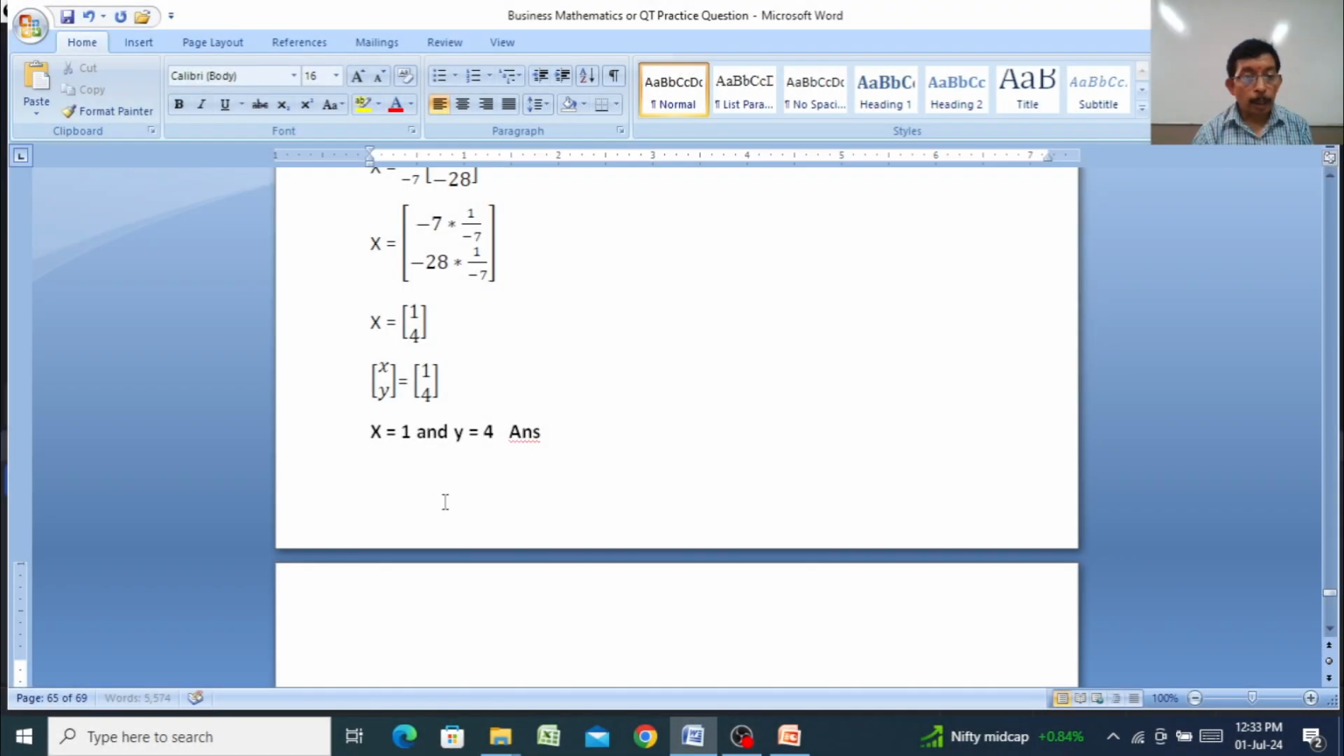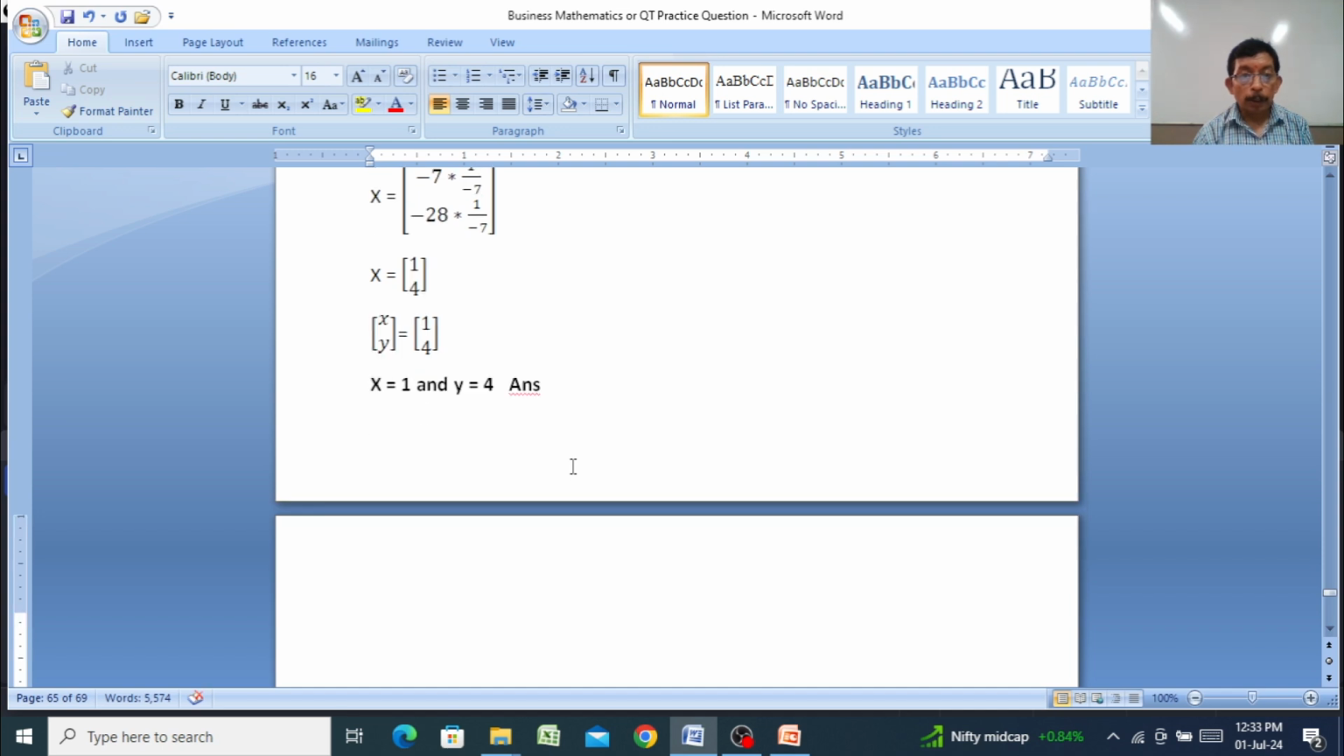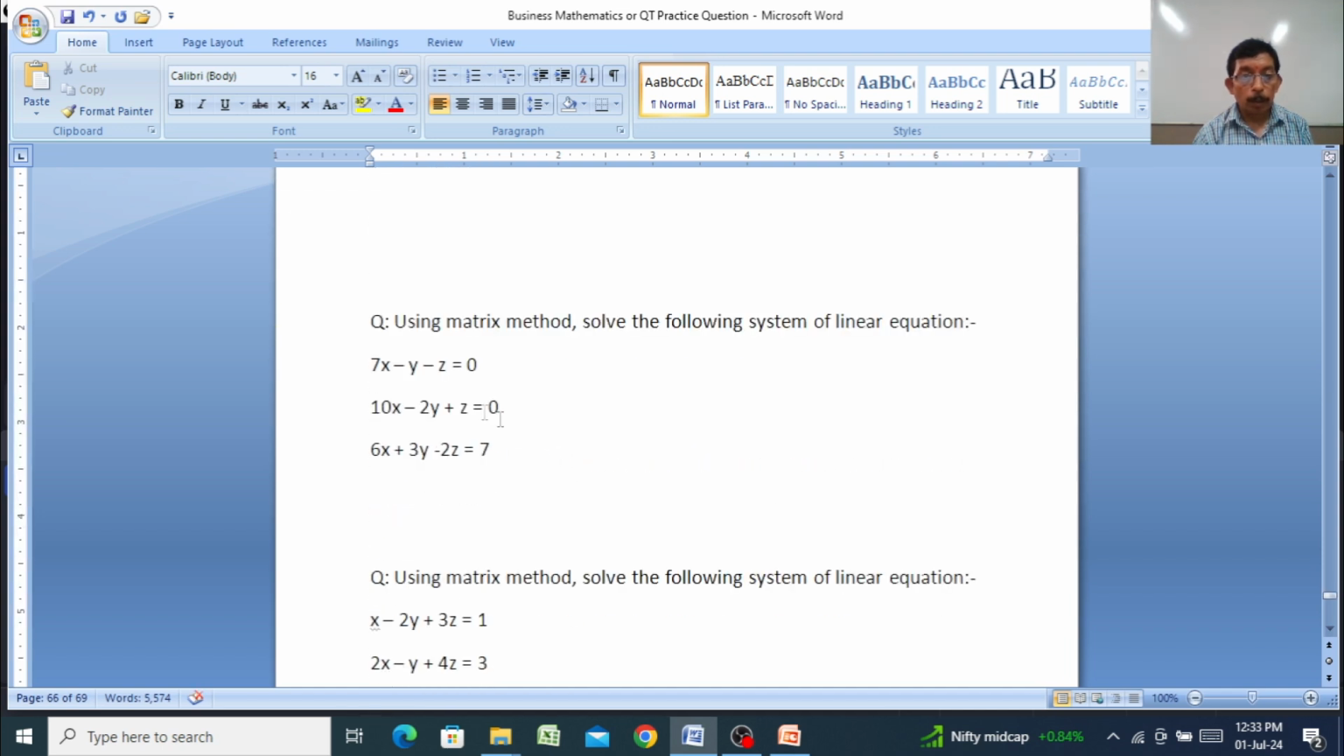Now the answer of this type of equation is here: x equal to 1, y equal to 4. Now the second question comes.